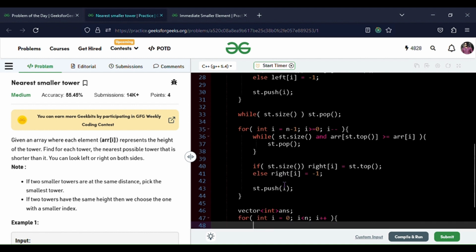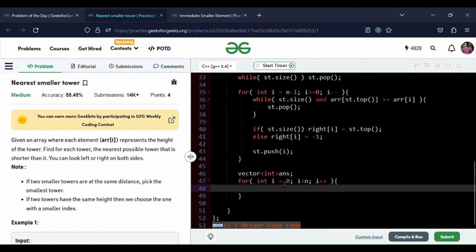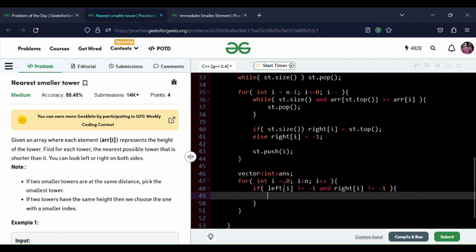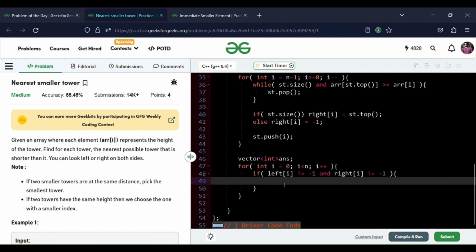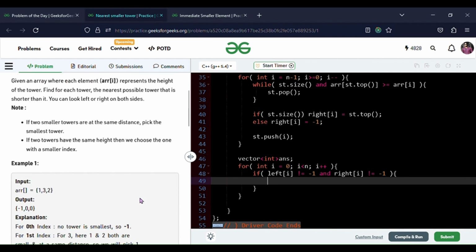find the answer, and if there exist both left and right of the current element, means for the ith element there exists one element on the left side which is lesser than the ith element, and there exists one element on the right side which is lesser than the ith element. So now we will first check if their height is same.